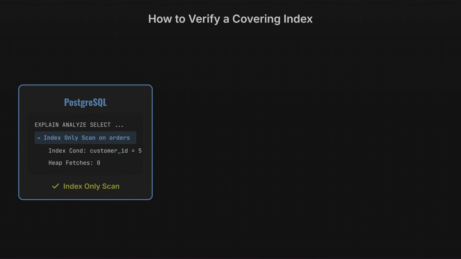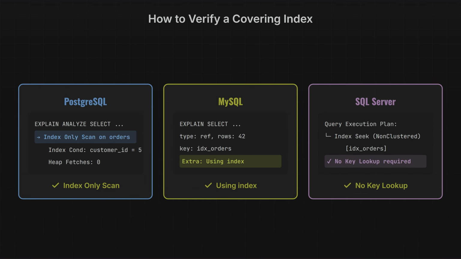In Postgres, you'll see index-only scan in the query plan. In MySQL, using index appears in the extra column of explain. In SQL Server, the key lookup step disappears entirely. These are the signals that confirm the index is covering the query.